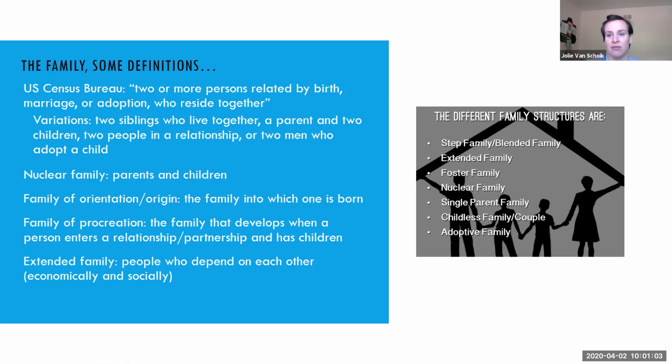I wanted to just give you a definition of the family. The first would be from the Census Bureau, which is just two or more persons related by birth, marriage, or adoption who live together. So this could be just siblings together. This could be two people in a relationship, could be people that adopt a child or foster a child as well.